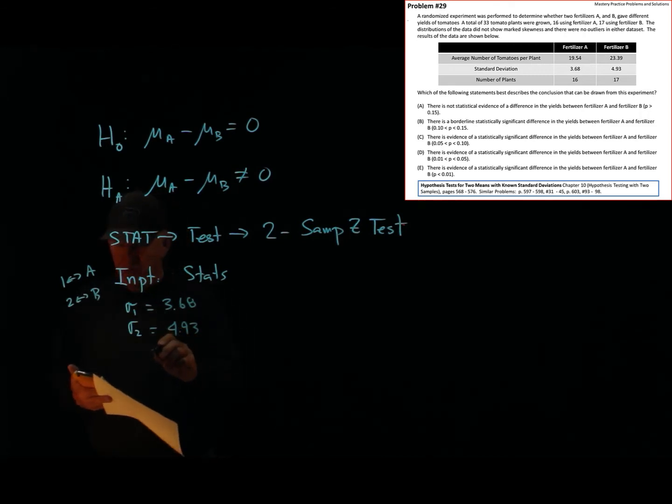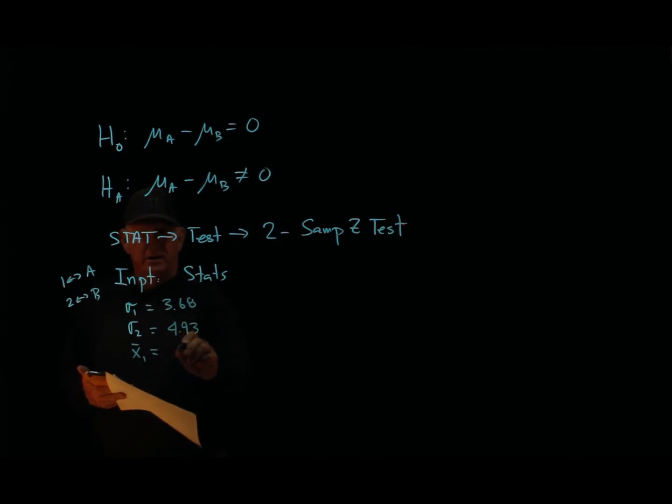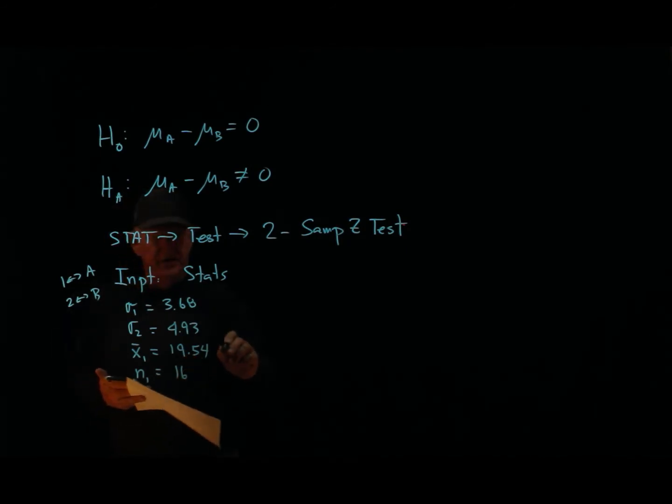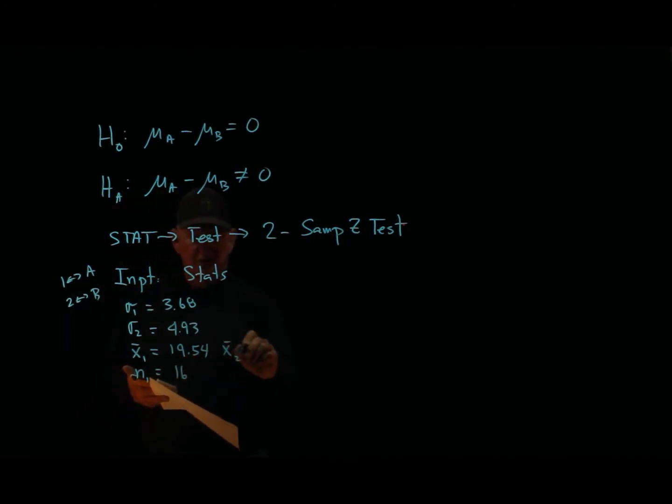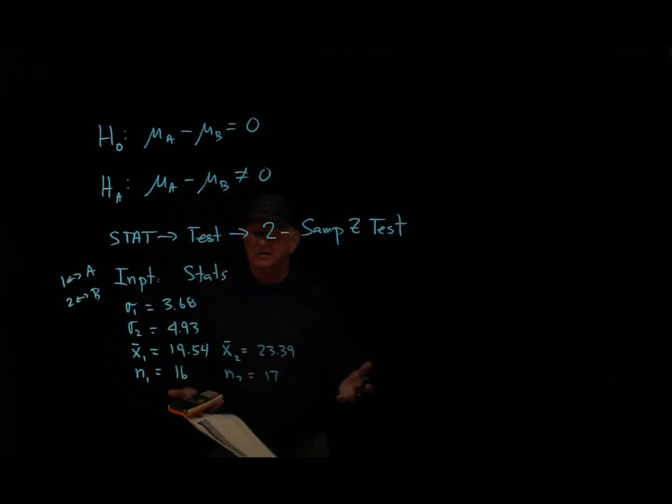And then it wants to know what x bar 1 is. X bar 1 is 19.54. And what N1 is, and N1 is 16. Then it also wants to know, of course, corresponding numbers for the second mean, B, 23.39, and is that 17? That's 17. And the last thing we have to do is to tell it what type of test this is.